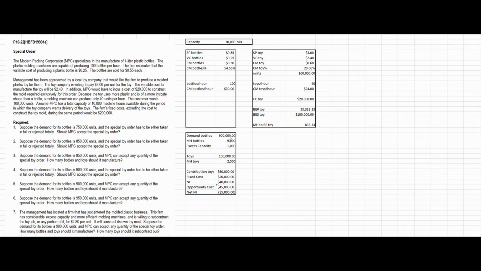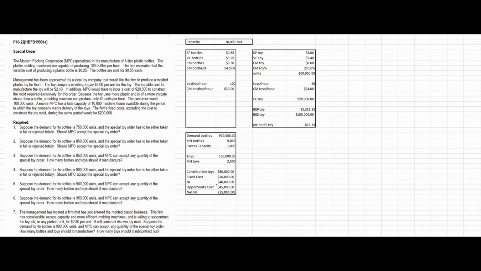Now what happens when the demand goes up to 900,000 units? As the demand goes up, consumption of machine hours for bottles goes up, excess capacity goes down. As excess capacity goes down, what happens? My opportunity cost goes up. In this case, I'm 1,500 hours short of what I need in order to make the 100,000 toys. I've got to take 1,500 machine hours away from bottles. Each hour contributes $30, so I now incur an opportunity cost of $45,000, and the net economic effect is no longer positive. It's now a negative $5,000.